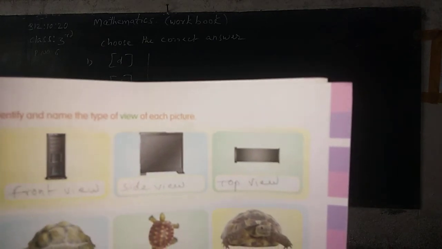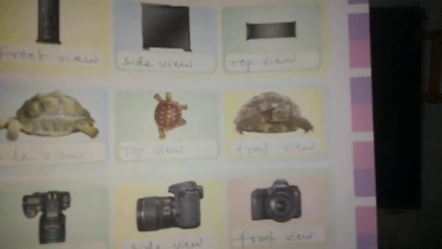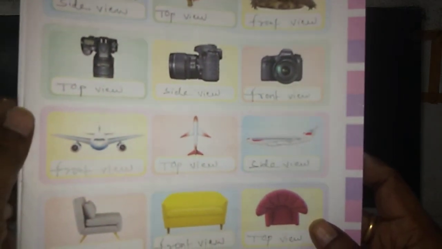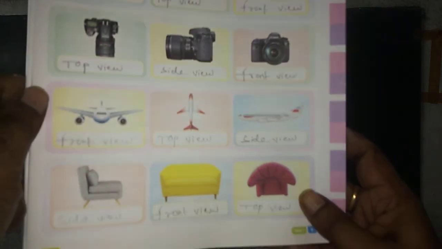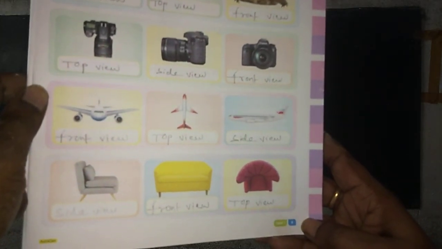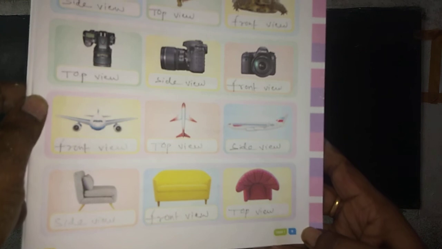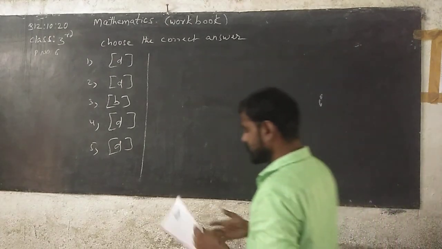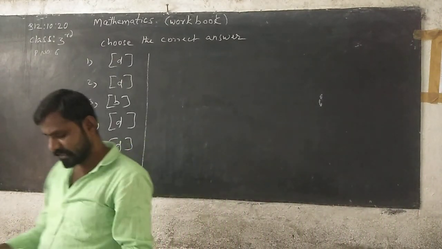Sofa, this is front view and this is sofa, top view. See here, front view, side view, top view. Next, side view, top view, front view. Next, top view, side view, front view. Next, front view, top view, side view. Next, side view, front view and top view. Now next, page number 10.